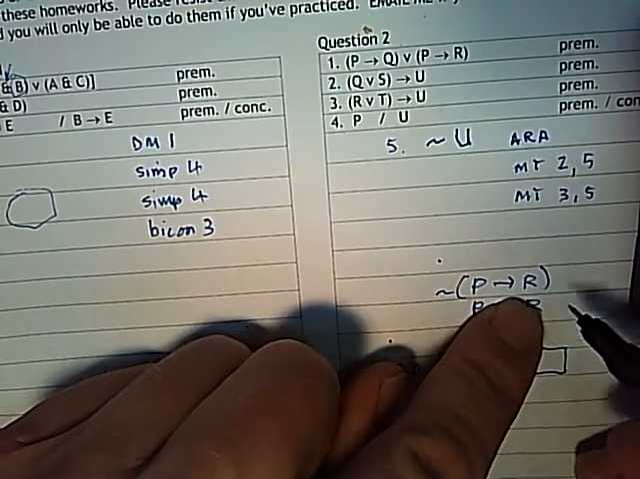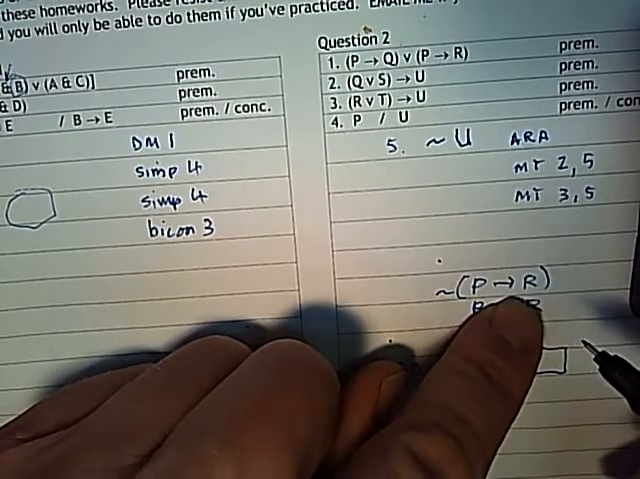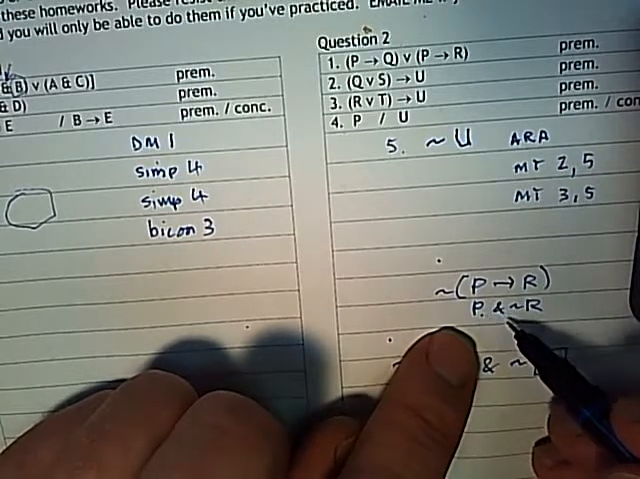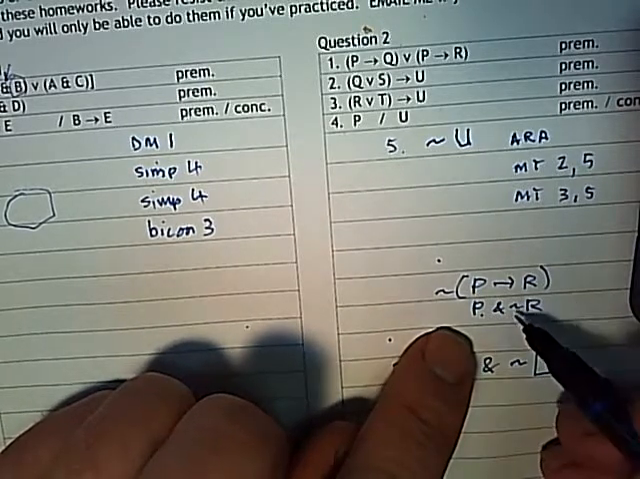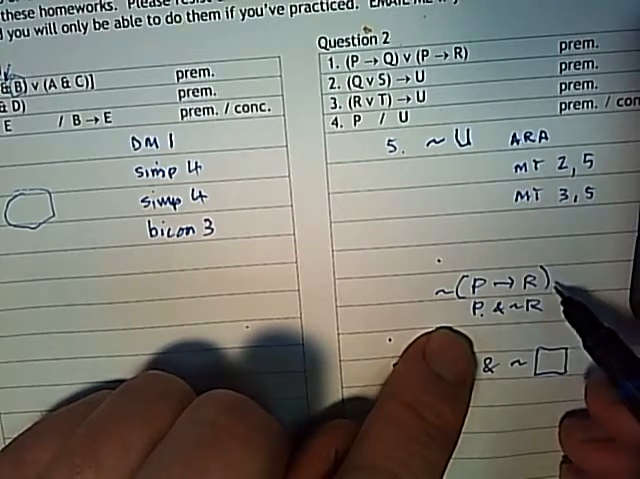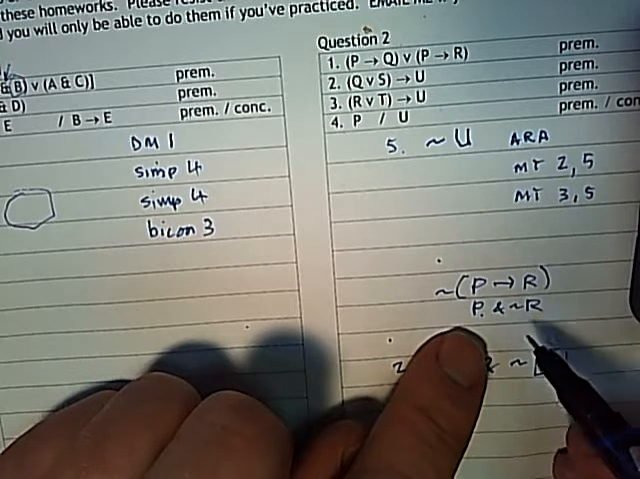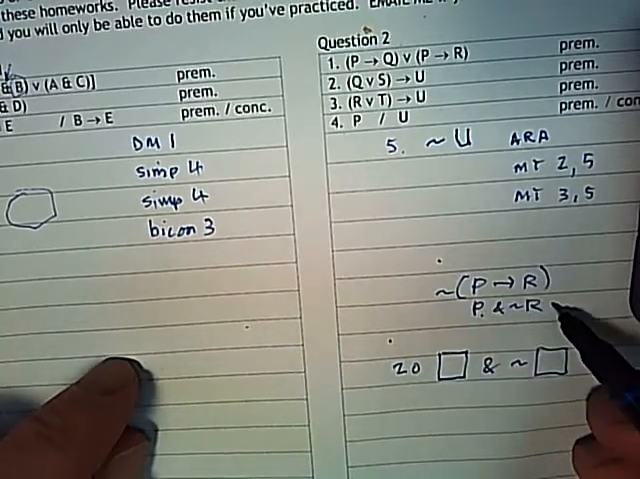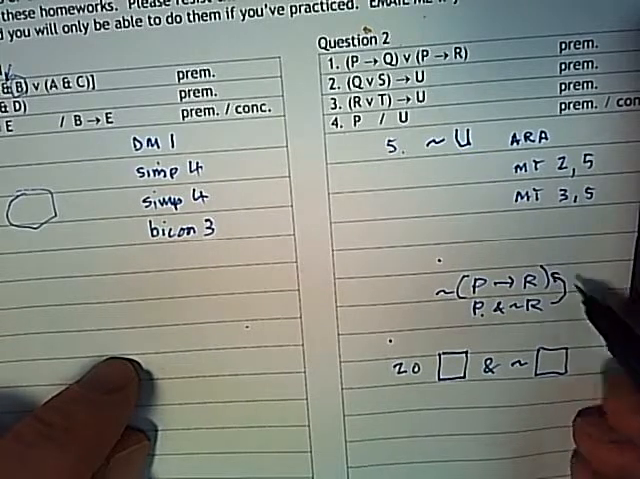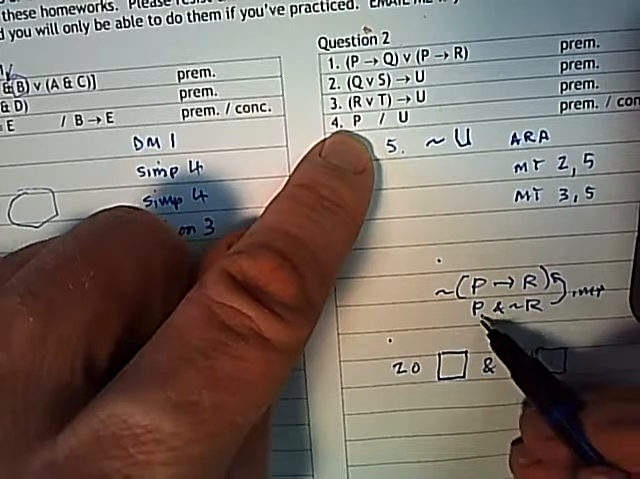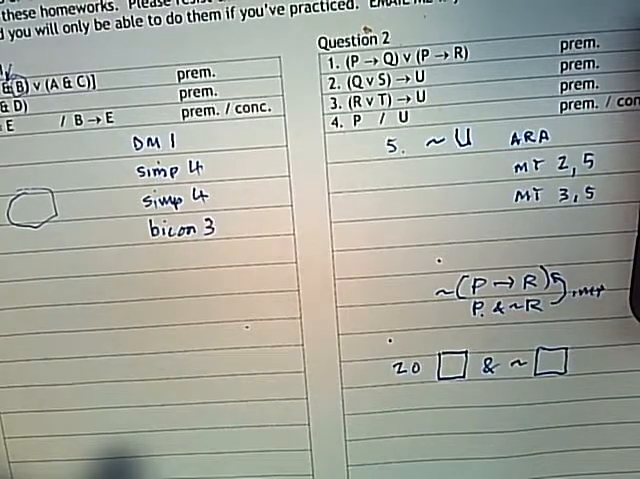Because you're negating it. But we know there's only one circumstance where a conditional is false. That's when the antecedent is true and the consequent is false. So that's why these two are equivalent. The circumstance where not if P then R is true is when P is true and R is not true. So if you can create this, you can turn it into this by implication. And notice that you already have P. And that's enough clues for that.